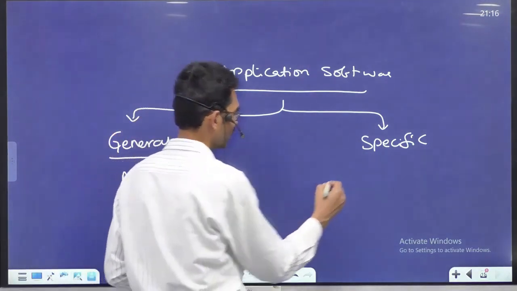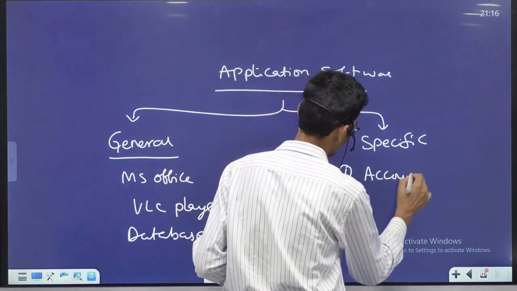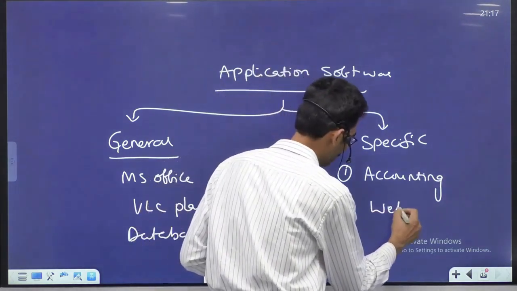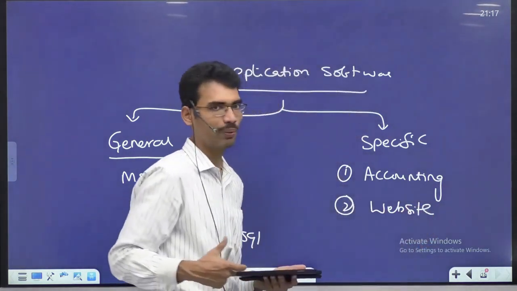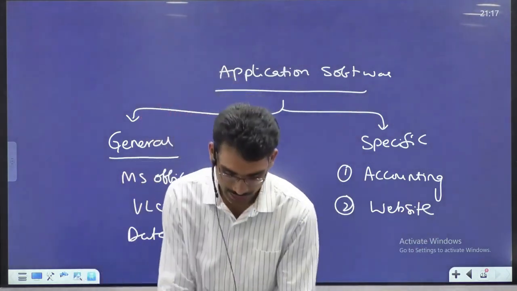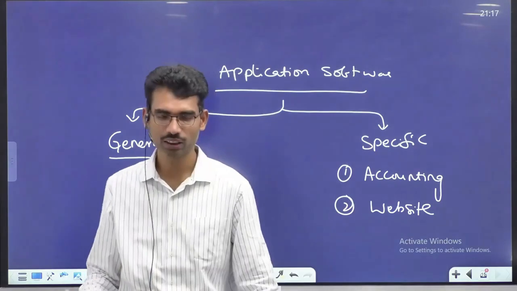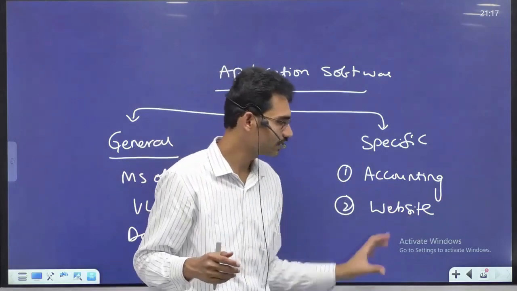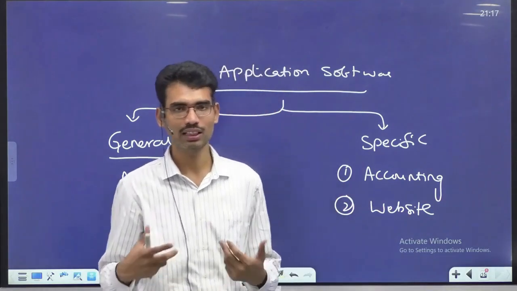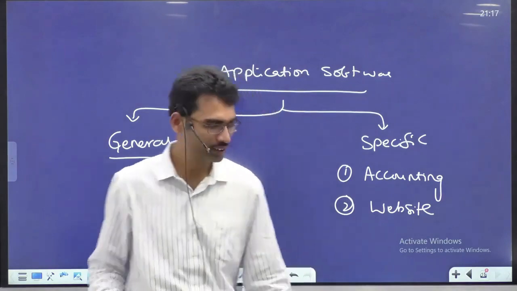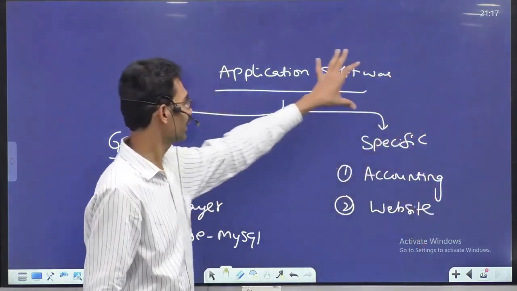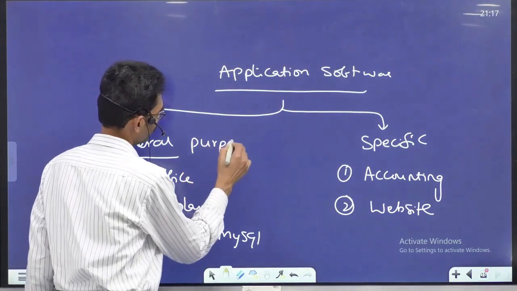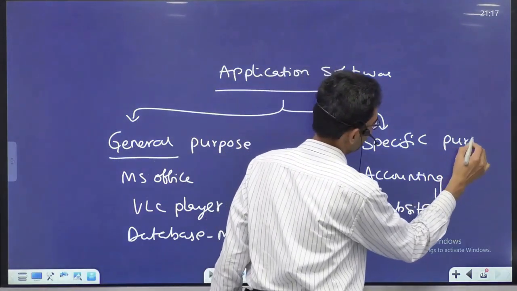When it comes to specific, it can be accounting software. The only purpose is accounting mechanism, payroll mechanism. It can be a website for reservation purposes. When you open Indian Railways, IRCTC, you can give the inputs. The purpose of that specific software is to provide reservation in the railways. Likewise, specific software is also a kind of application software. So general purpose, specific purpose.